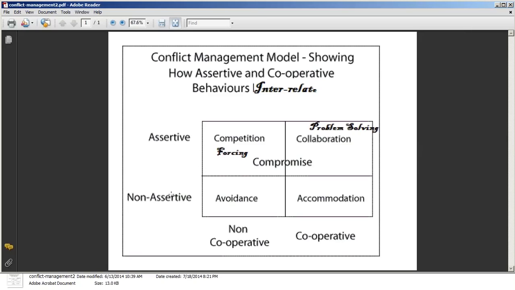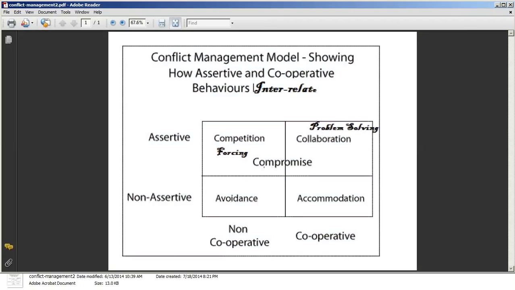So the team members who are non-assertive as well as not cooperative, in that case you may go for avoidance. Then assertive and non-cooperative, they may go, you may go, or they themselves may go for competition. In that case you may use forcing. So this is, as I told earlier, a win-lose situation, one person wins over the other.